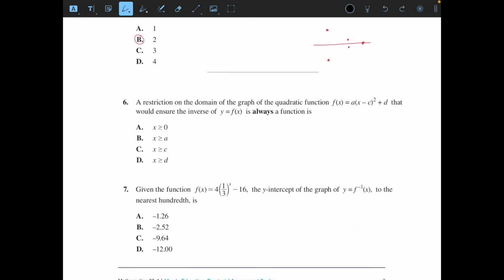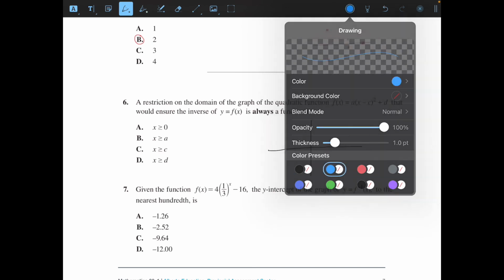All right. Next question. Read it carefully. It's going to sound like gibberish, but pay attention. So a restriction on the domain of the graph of the quadratic function f of x equals just the general form that would ensure the inverse of the y equals f of x is always a function is, and then it gives you a bunch of domain restrictions. Now, how can you possibly tell this from just a bunch of letters, right? This is why I like to draw graphs.